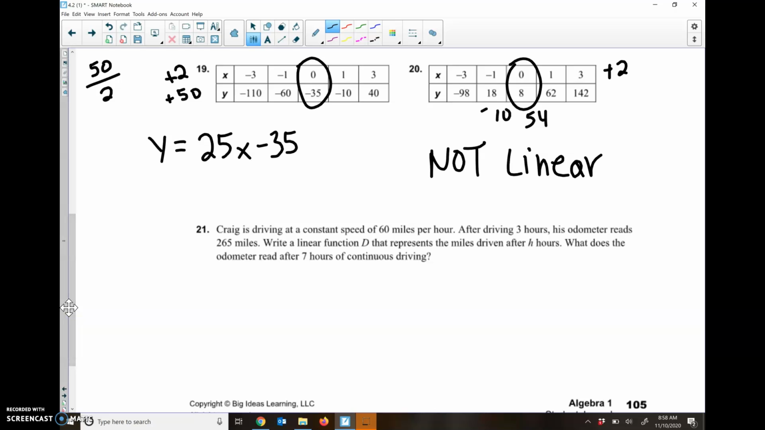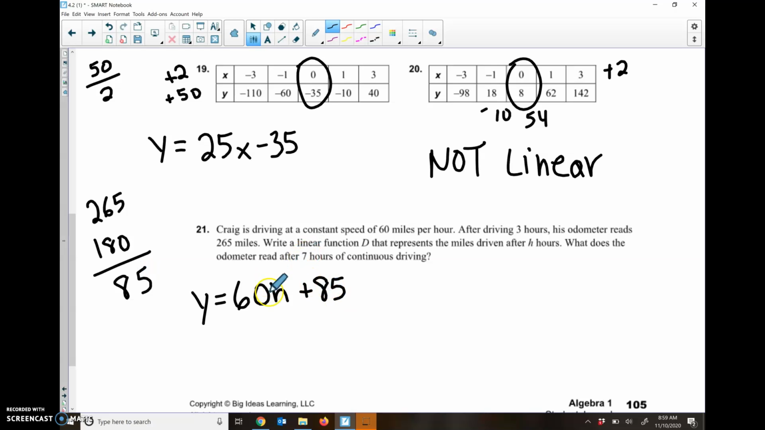All right, and then the last one, Craig is driving at a constant speed of 60 miles per hour. So 60 miles per hour means he is driving there constantly, 60 per hour. If they're driving 3 hours, the odometer reads 265. Write the linear equation d that represents a function after h hours. Okay, so here, if he's going 60 miles per hour, that's 60 plus 60 plus 60, which is 180. And it says 265, so that means I know it started with 85 miles on the odometer.